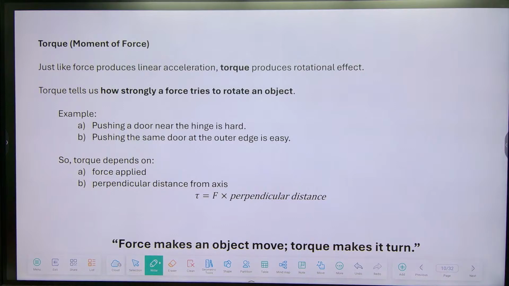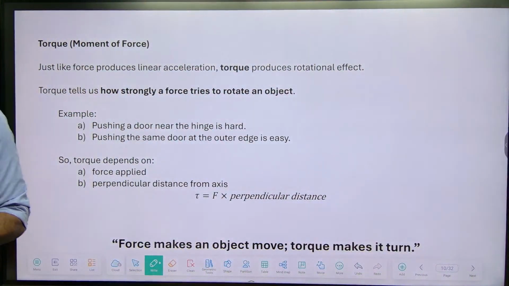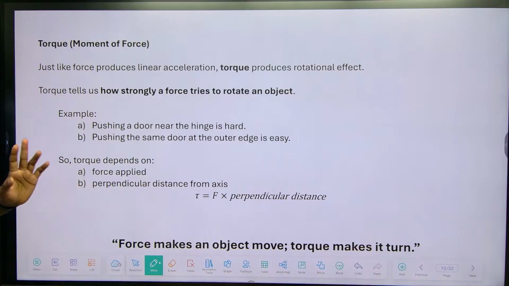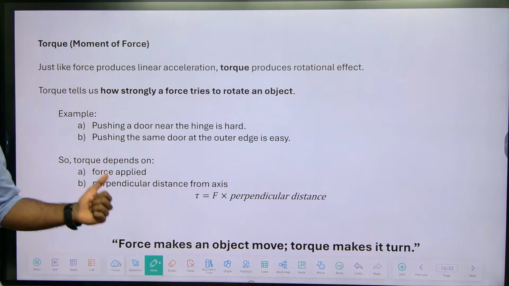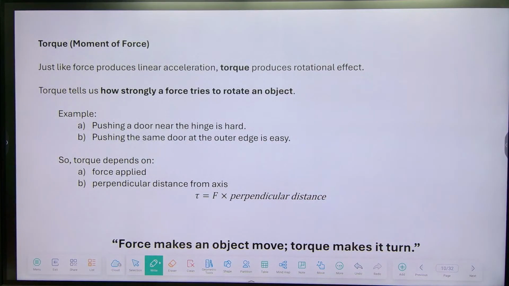Okay. So torque, just like a force produces linear acceleration, produces a rotational effect. Torque tells us how strongly a force tries to rotate the object. Whatever we are studying in this chapter, just relate those things with straight lines. If we talk about force in a straight line, we talk about torque in rotational motion. Take down: torque is nothing but force times the perpendicular distance from the axis.